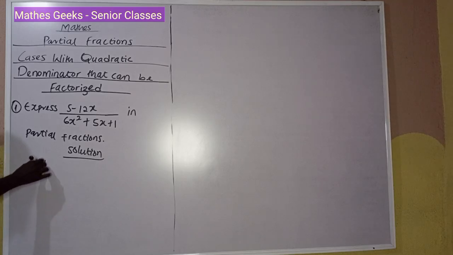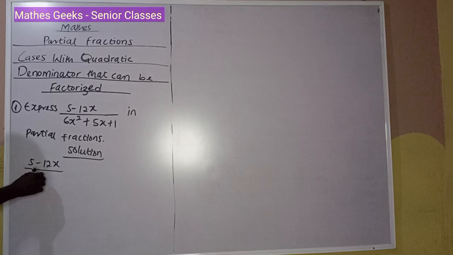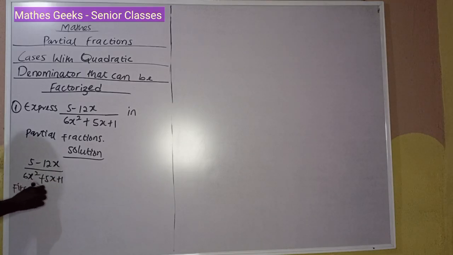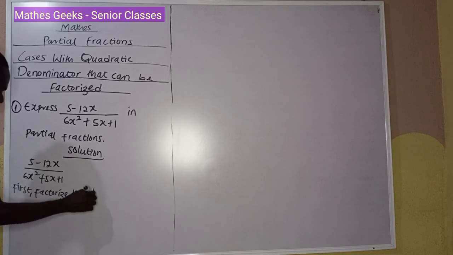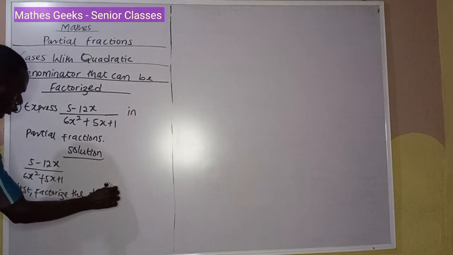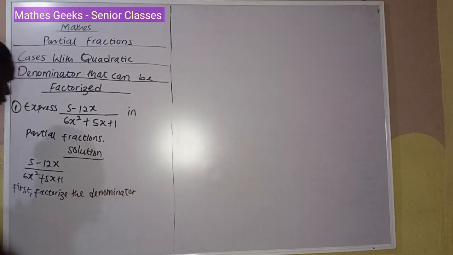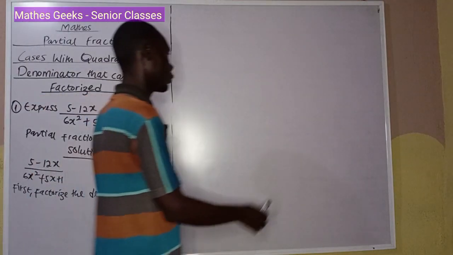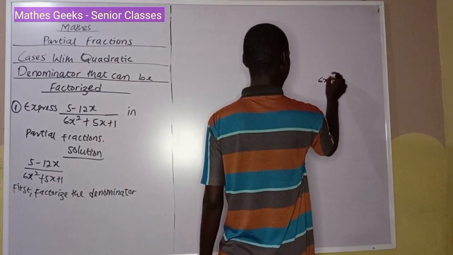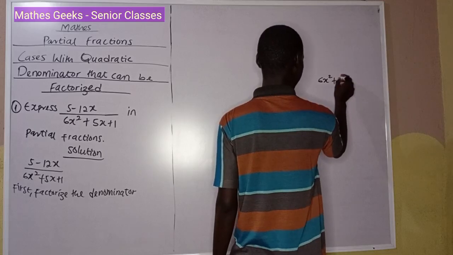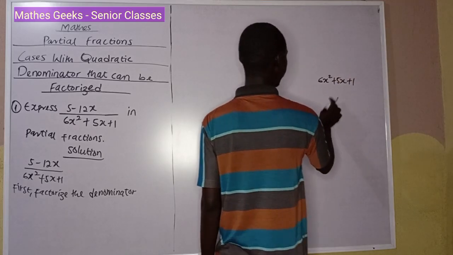We have 5 minus 12x over 6x squared plus 5x plus 1. So we say first, factorize the denominator. So let's come here: 6x squared plus 5x plus 1.